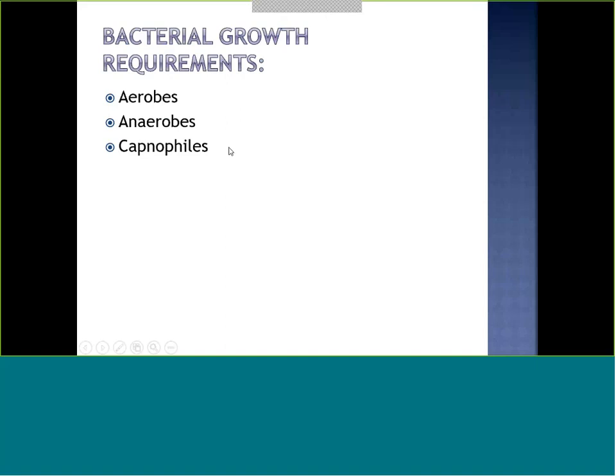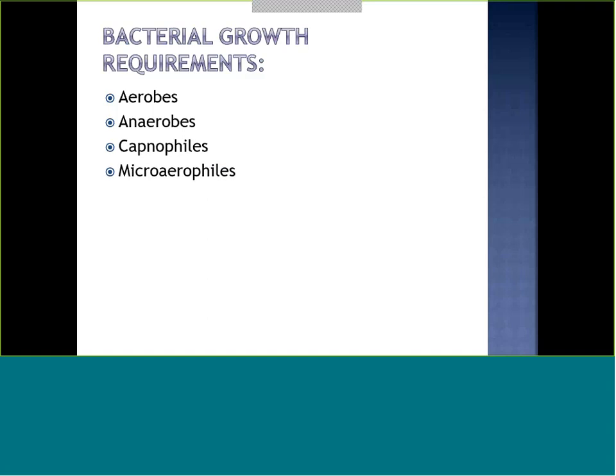Capnophiles, you did define this on your week 1 assignment, so I go back and look at that. Capnophiles means that they want an increased amount of CO2. Capno always refers to CO2, carbon dioxide. Capno is like the medical terminology for carbon dioxide. Phile means loves. It loves carbon dioxide. So the word itself tells you that they're going to want an increased CO2 environment.